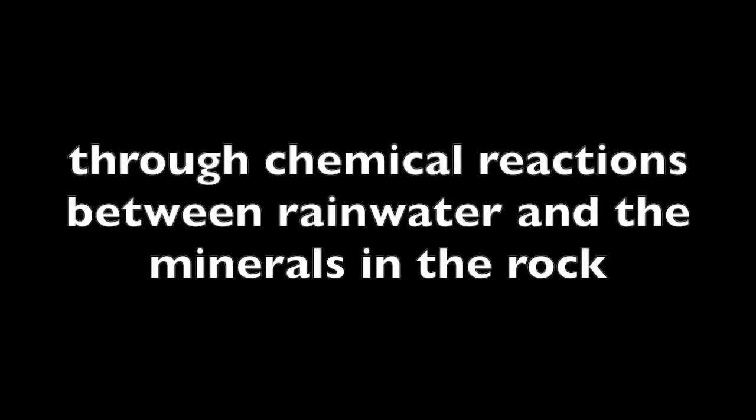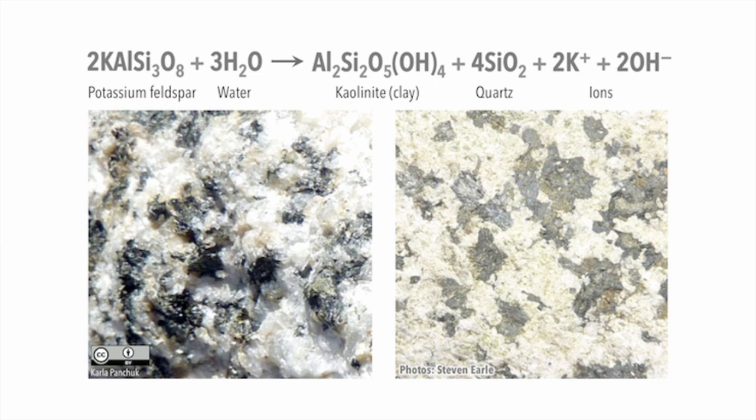Chemical weathering can also happen through chemical reactions between rainwater and the minerals in the rock. This process is known as hydrolysis. The picture on the left shows a chunk of rock that has not been weathered, but the picture on the right shows the same type of rock after chemical weathering with water. Note how different these rock samples are. The rock on the right has undergone a chemical change.